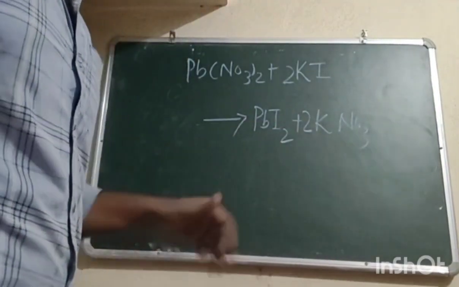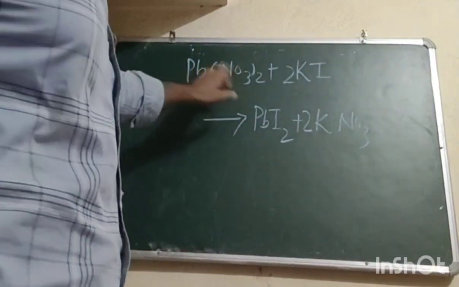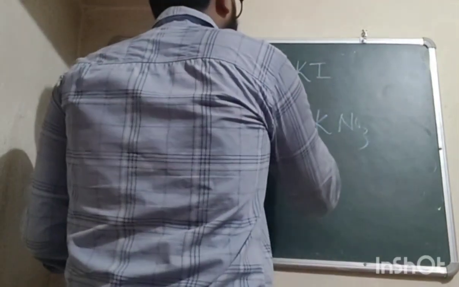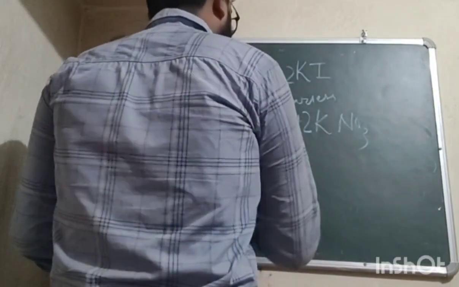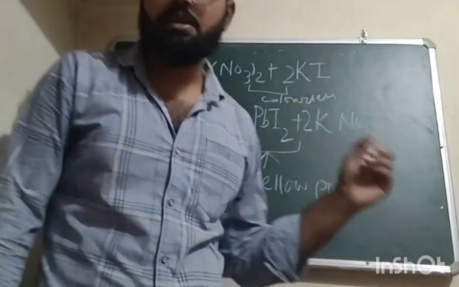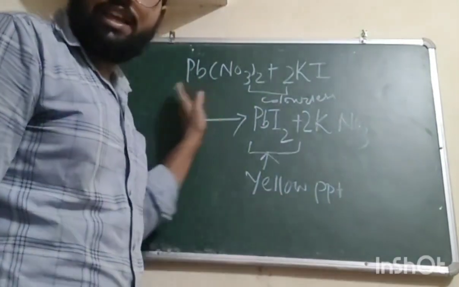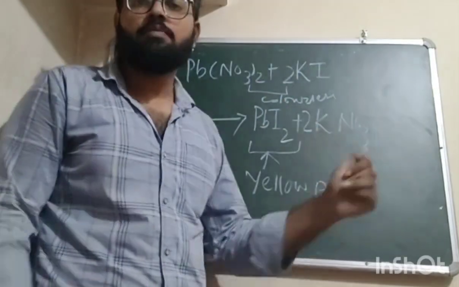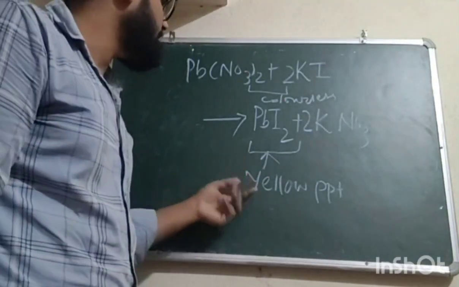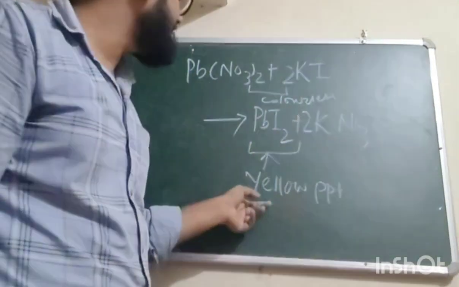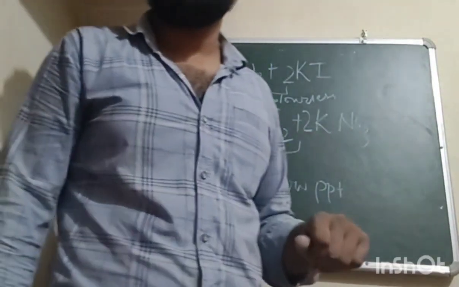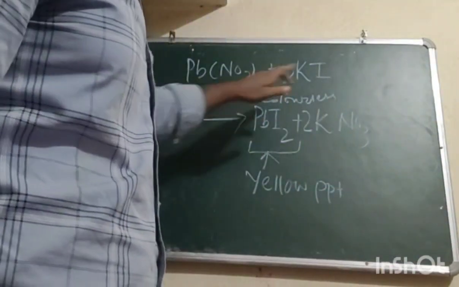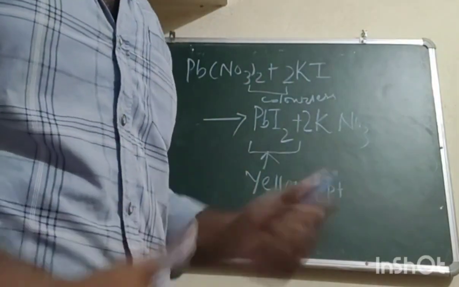Right, it is balanced. Now the thing is that these two are colorless, but this PbI2 will give a yellow precipitate. So the examiner might ask: compounds X and Y, both colorless, are combined together and compound A is released as a precipitate which is yellow in color, and KNO3 is there. So what are compounds X, Y, and A? You have to write it accordingly.